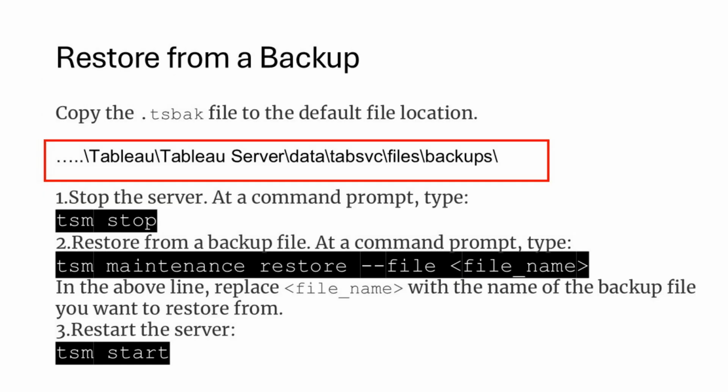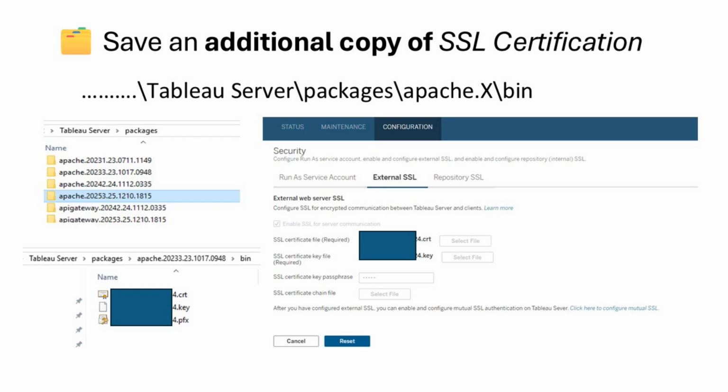You need the backup file to restore the server with its workbooks and data sources. For example, in case of errors or server failure, you can use the TSM maintenance restore command to bring back all workbooks and data sources. Next, make an additional copy of the SSL certificates, which can be found in the Tableau Server Packages folder.